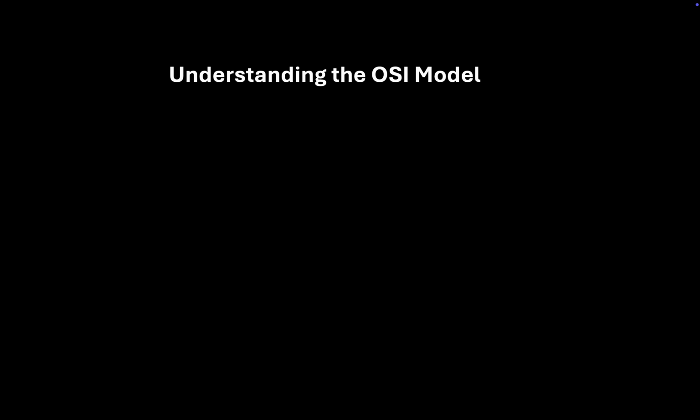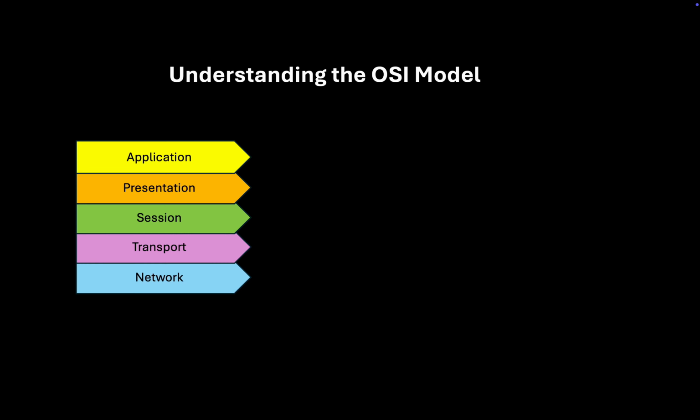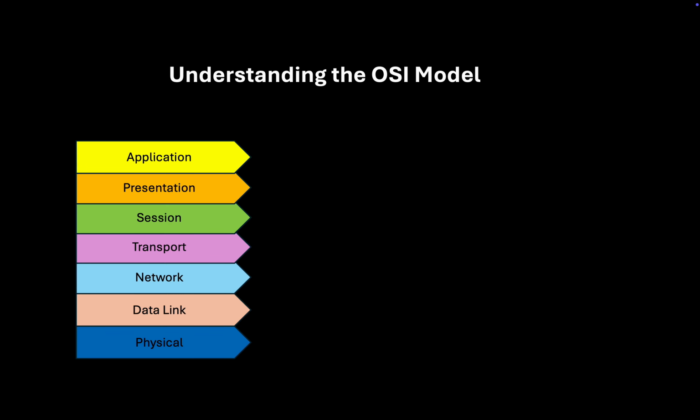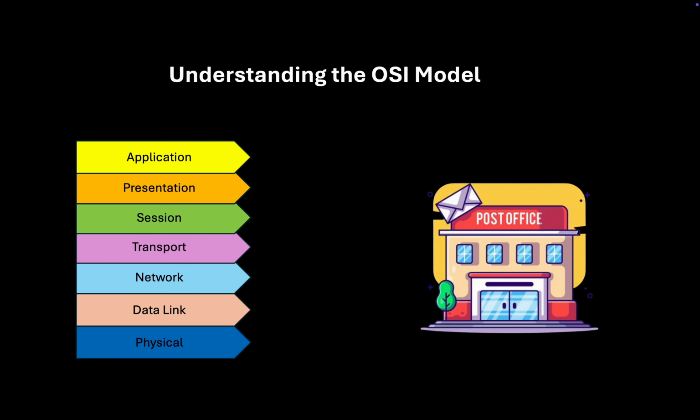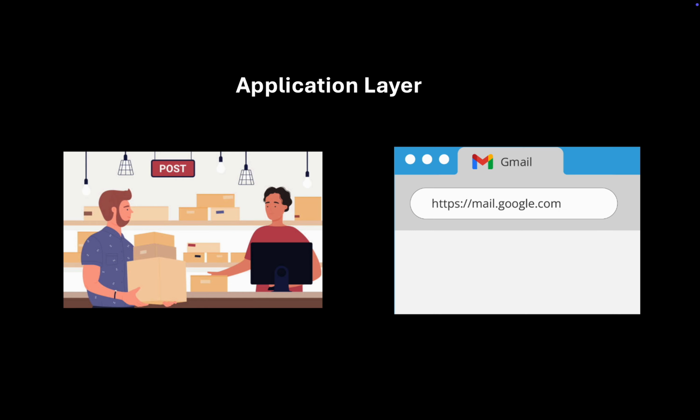So there are basically 7 layers in the OSI model: application layer, presentation, session, transport, network, data link and physical. Today we are going to compare these layers with a post office scenario. First, let's see about the application layer. This is like where you are handing over your post to a post office worker. Comparing to a networking scenario, you are going to send a mail using the Gmail application.